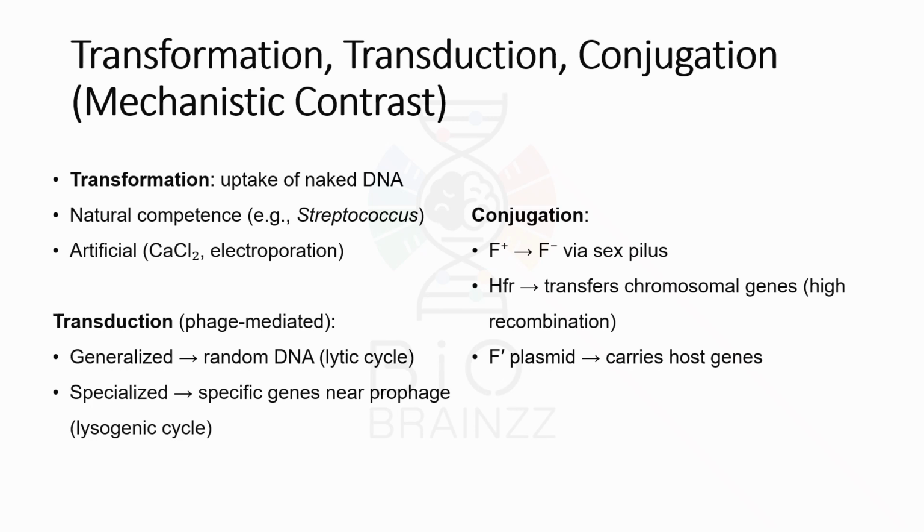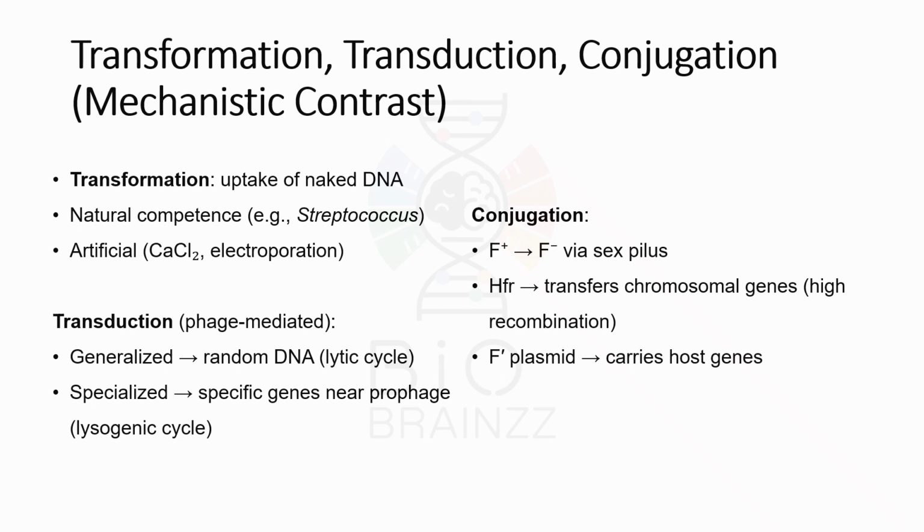Transformation is the uptake of naked DNA from the environment by a competent cell. This can occur naturally or can be induced artificially using methods like calcium chloride treatment or electroporation. Transduction involves transfer of DNA through bacteriophages. Generalized transduction transfers random DNA, while specialized transduction transfers specific genes near the prophage.